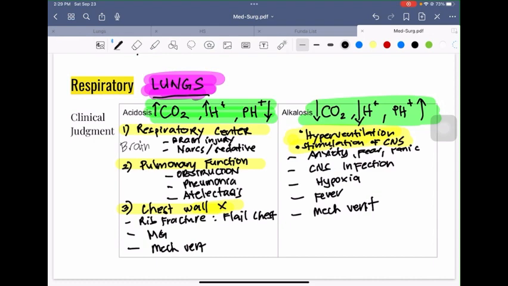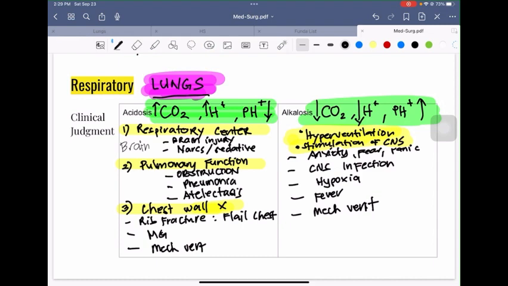Now let's go with alkalosis. Again, carbon dioxide is going to be the issue, the gas issue. If it's low, it's alkalotic. Now again, pH and hydrogen ion are directly affected. You already know that hydrogen ion is going to be lower and pH is going to be high.